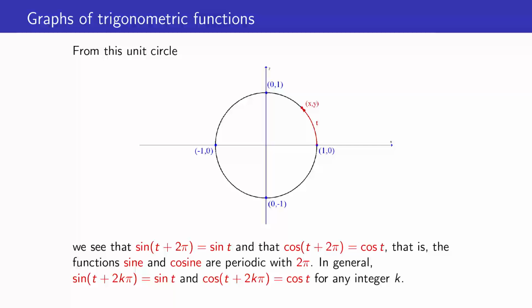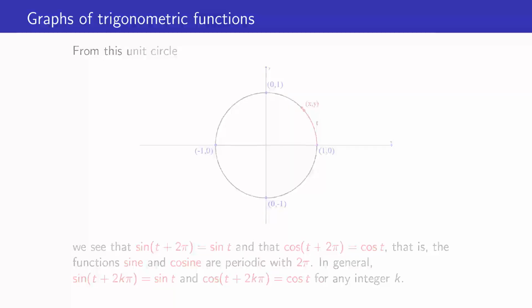Similarly, the cosine of t plus 2 pi will be equal to the cosine of t. So this means that the functions sine and cosine are periodic with period 2 pi. In general, we have that the sine of t plus 2k pi is equal to the sine of t, and the cosine of t plus 2k pi is equal to the cosine of t for any integer k.